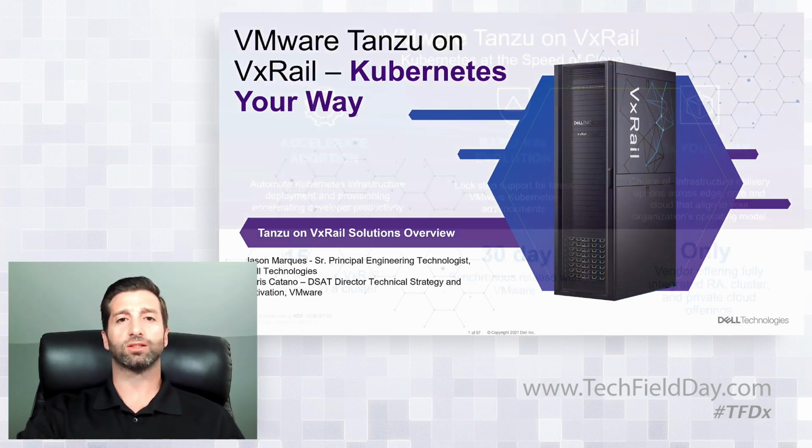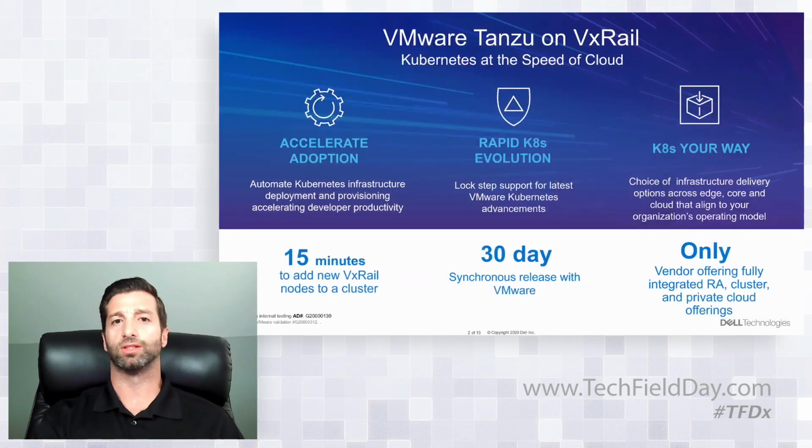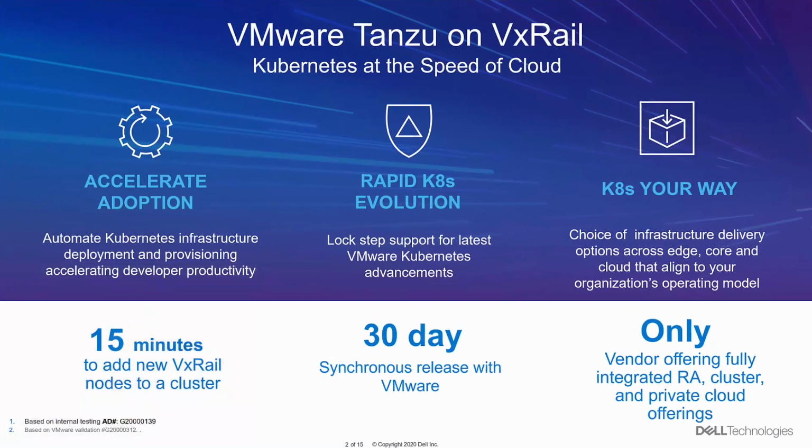So I want to start the conversation off with describing the VxRail layer of the stack, and highlight the value that VxRail delivers to Tanzu as a whole. There are three major areas, and you see them listed on this slide. We're going to start on the left and move our way to the right. The first way VxRail delivers value to Tanzu environments is that we assist customers in accelerating adoption of Tanzu. And we do this in a few ways.